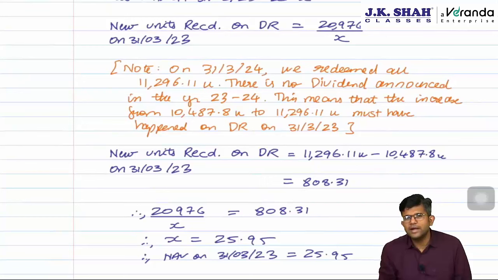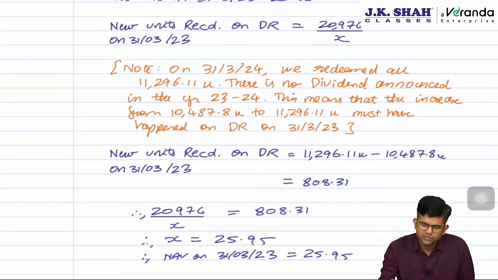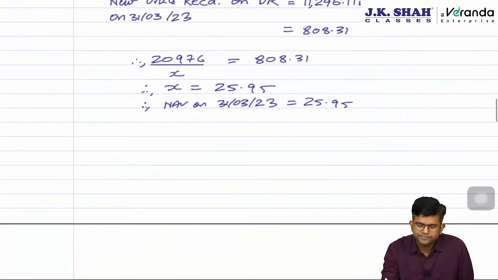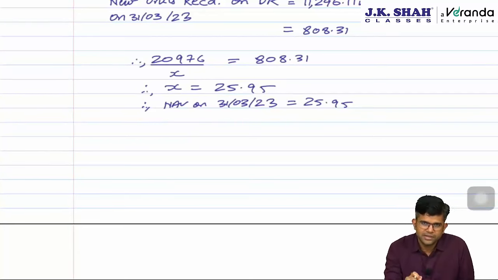The additional 808.31 units that you will be getting, right, is exactly what this equation is all about, because we know that 20,976 was the dividend that I was supposed to get. That divided by the NAV on that date must have given me these additional units. So which when I equate, I get the value of X, that is the NAV on 31/3/23 as 25.95. Everyone clear? So with that we complete the discussion on NAV on 31/3/2023.